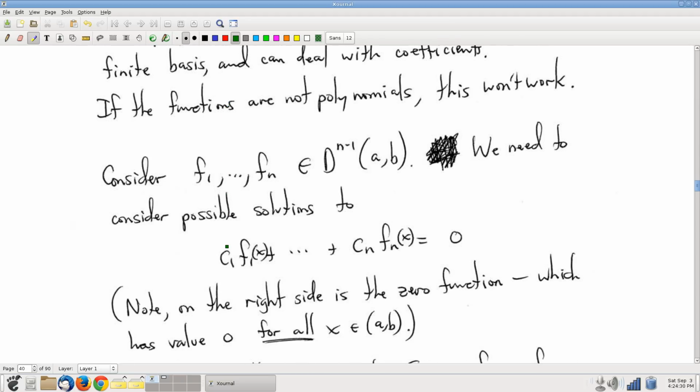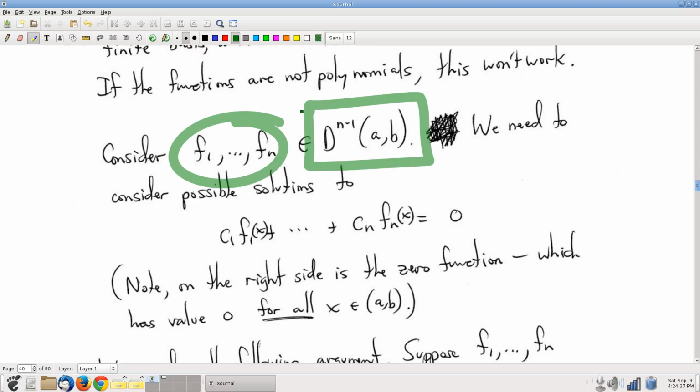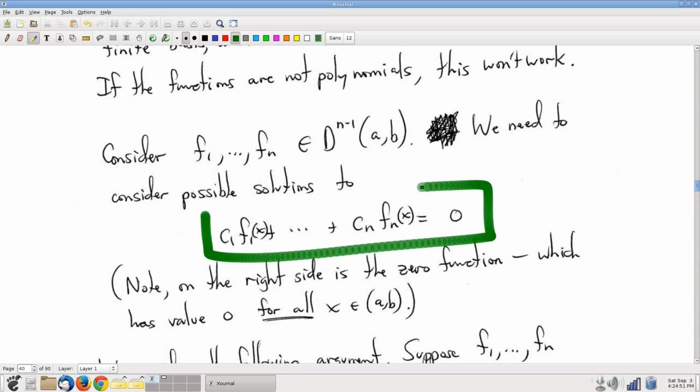Well, we're going to make an argument here. So we have a list of functions. We do need for these functions to be at least that differentiable for this argument to work. So our result is going to be correspondingly limited. It's still very nice. And what we're going to do is look at possible solutions to this system.